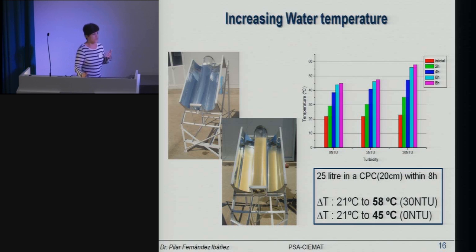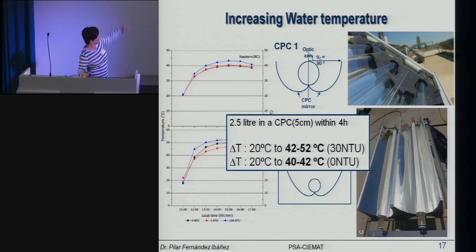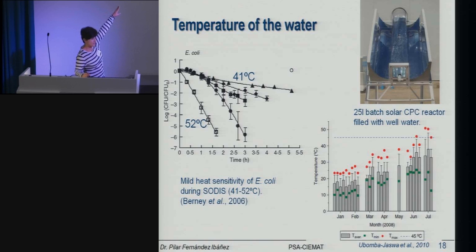If we use solar mirrors with a concentration factor of 1.9, the increase in temperature, of course, again behaves differently with the turbidity, and it is higher for a higher concentration factor, from 42 to 52, and from 20 to 42. Sorry, that's a mistake. Okay, the second one. Here you can see in that graph that the solar disinfection performance at 41 degrees has a disinfection rate much lower than at 52 Celsius. So if in our reactors, in a certain short time, we reach 45 or 50 Celsius, this is an advantage. We don't have to concentrate only on the solar UV collection.